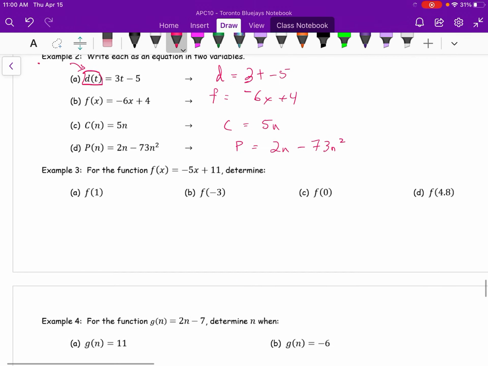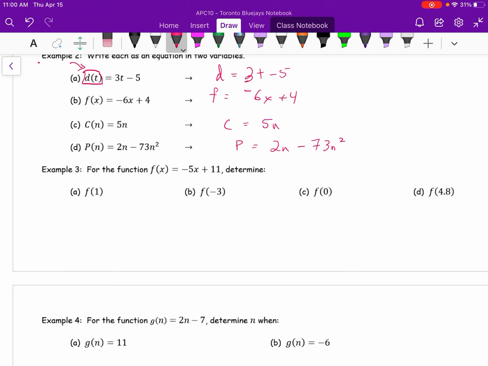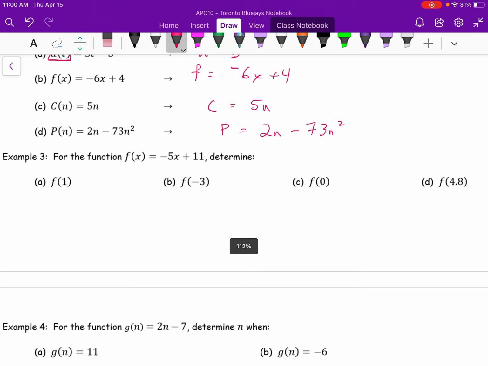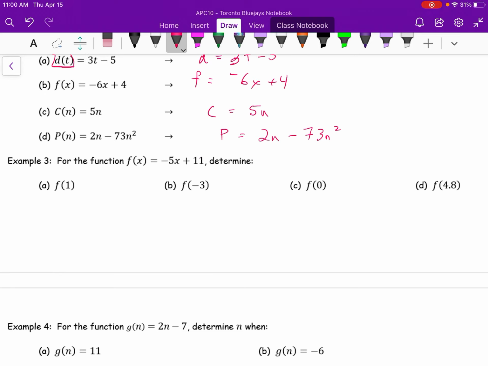Now, let me move to example number 3. Example number 3 is where we're going to earn our money. And we're going to start to see the real strength of functional notation. Just going to get a glimpse. This is your first time with functional notation. But if I look, f of 1. What f of 1 means is that my input is 1. So I'm just going to write my function f of x is equal to negative 5x plus 11.